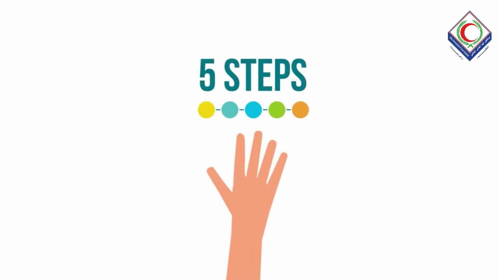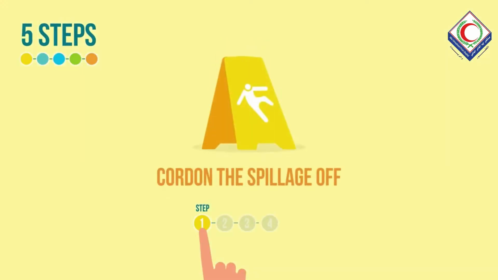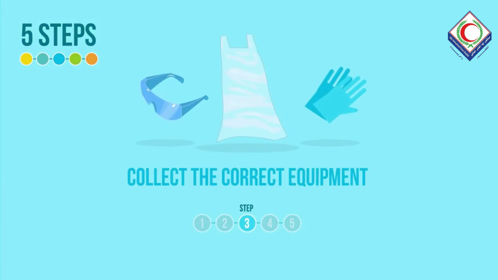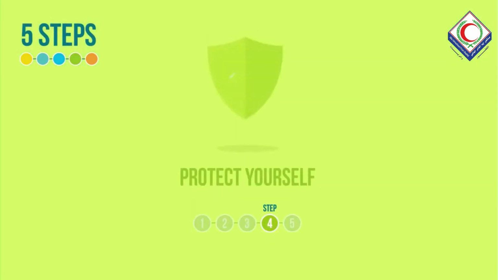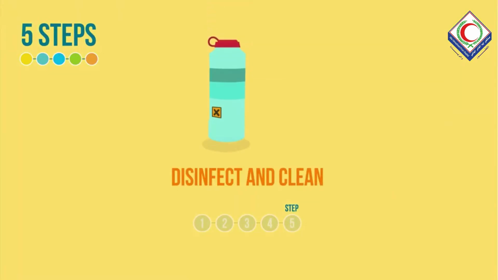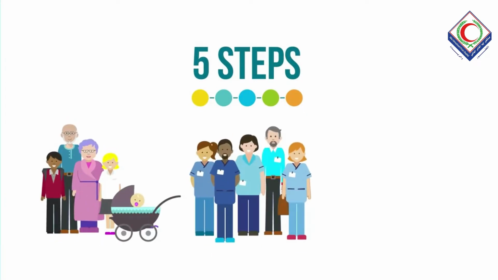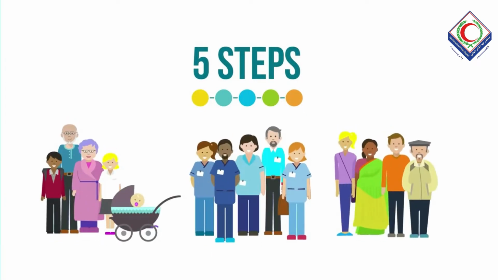There are 5 steps necessary to successfully manage a spillage. Step 1. Cordon the spillage off. Step 2. Assess the type of spillage. The algorithm will help you here. Step 3. Collect the correct equipment. Step 4. Protect yourself. Step 5. Disinfect and clean. Following these steps ensures no harm comes to those we care for, other staff, visitors and ourselves.